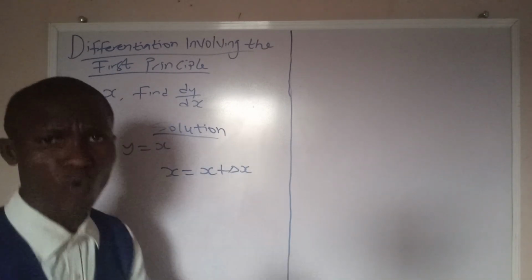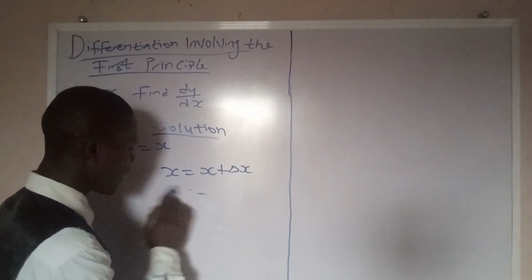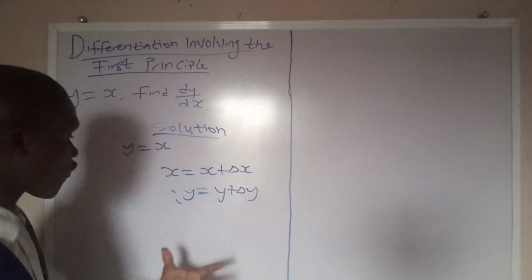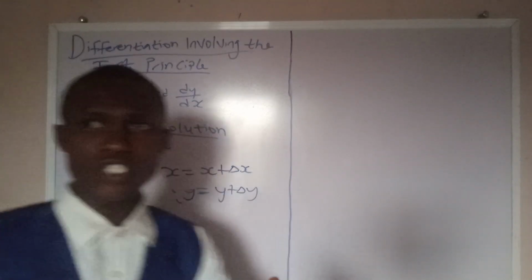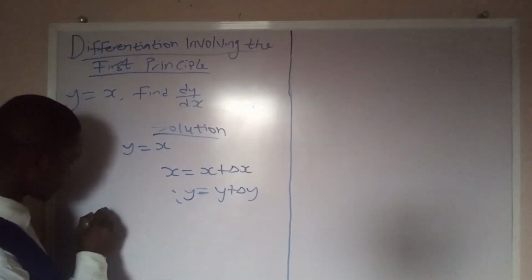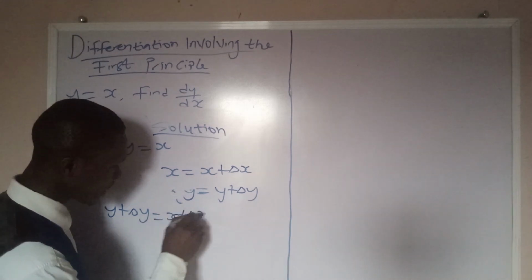I'm still going to assume y to be equals to y plus delta y. So in place of y, I'm going to put y plus delta y, and in place of x, I'm going to put x plus delta x. So I'm going to have y plus delta y is equals to x plus delta x.